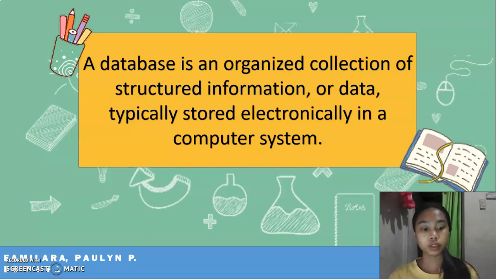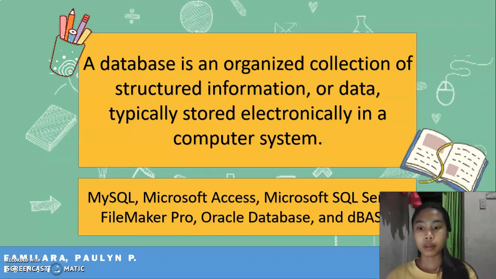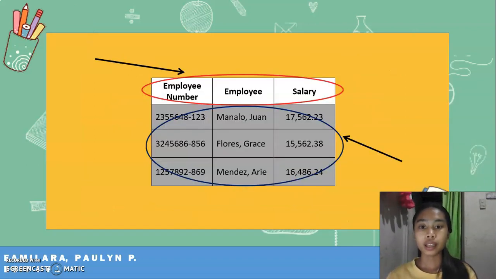So these are the examples of database: MySQL, Microsoft Access, Microsoft SQL Server, FileMaker Pro, Oracle Database, and the base. So, in order to understand more, the database consists of these three in a table. So first, sa table, this means it is a collection of related records.